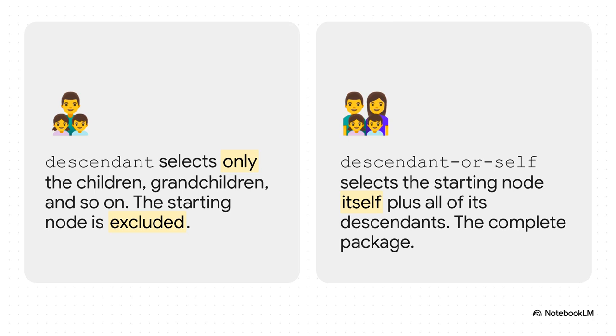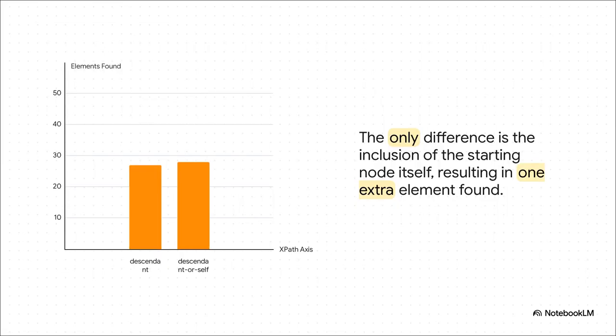So when you put them next to each other, it really just boils down to one single question. Do you want to include the starting node, the self, in your results? Descendant or Self includes it. Descendant does not. That is literally the only difference. And this chart just illustrates that difference perfectly with some hard numbers. Using our example from the source, the Descendant query found 27 div elements. The Descendant or Self query, it found 28. So where did that extra one come from? You already know the answer. It's the starting div itself, the one with the class signup container.